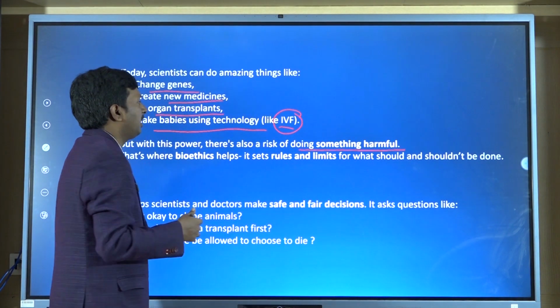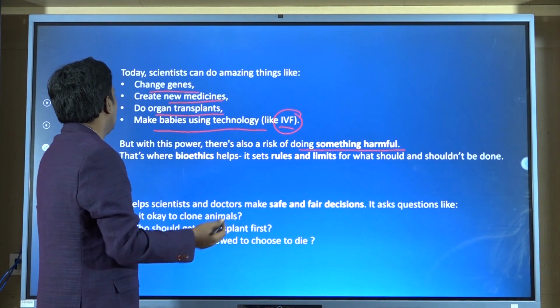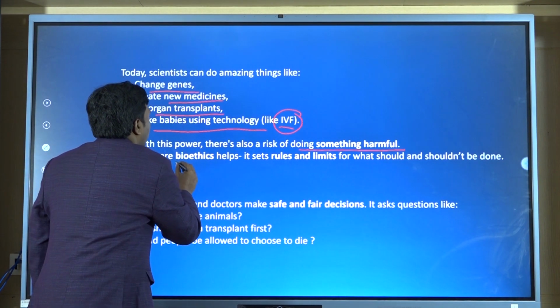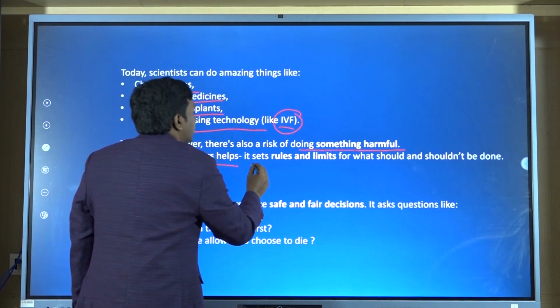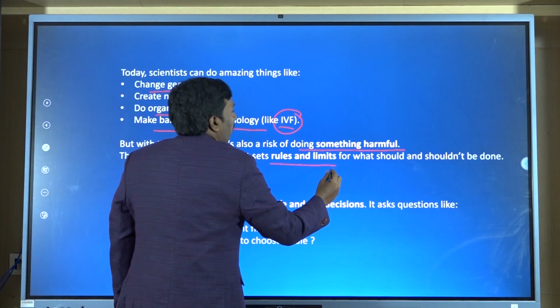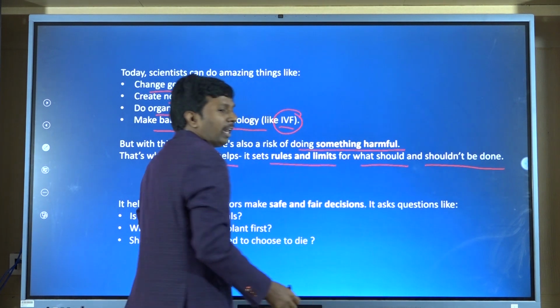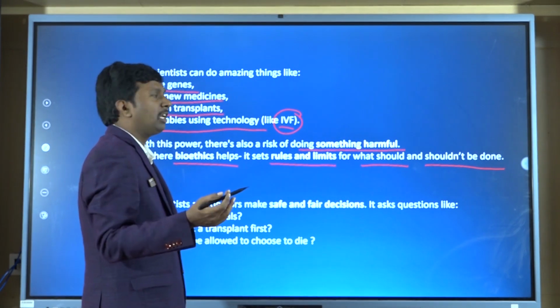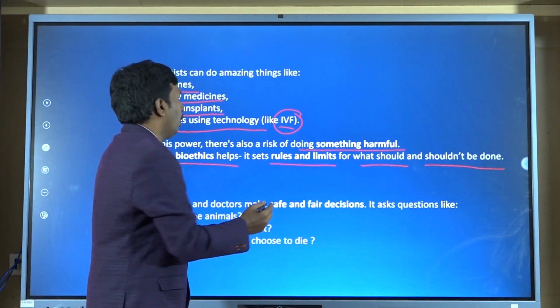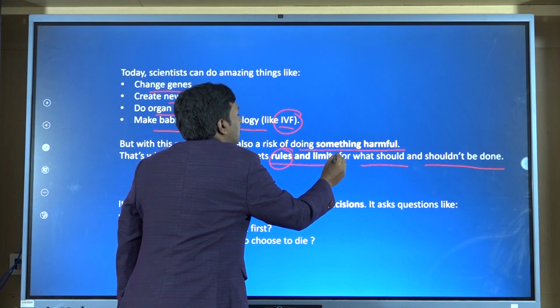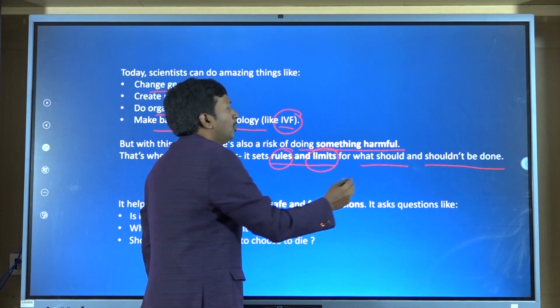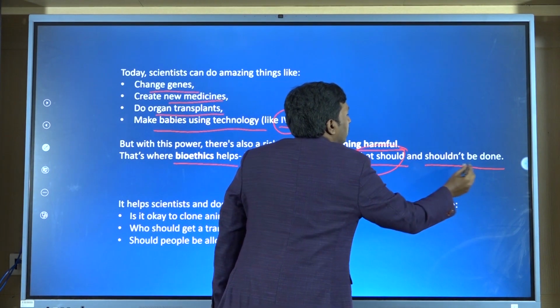So with this puffer, there is also a risk of something harmful. That is where bioethics helps. It sets rules and limits for what we should and should not do. Whenever you are working with science and technology, we should know the rules and limits, and what we should do and what we should not do.